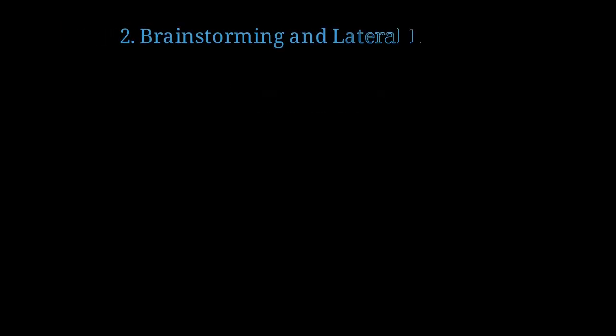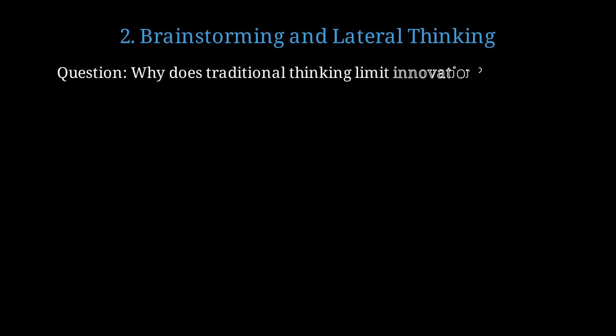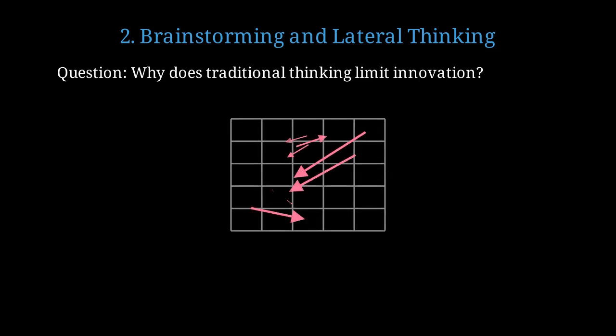Next, let's explore brainstorming and lateral thinking techniques for generating creative solutions. Question: why does traditional thinking limit innovation? Because we tend to follow established patterns and mental models. Traditional thinking follows rigid pathways like a grid, while lateral thinking explores unexpected connections, like these random arrows.